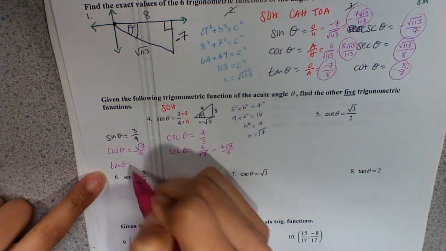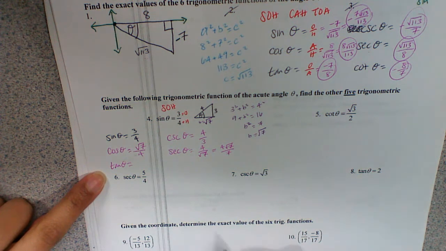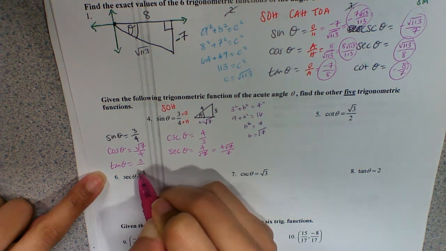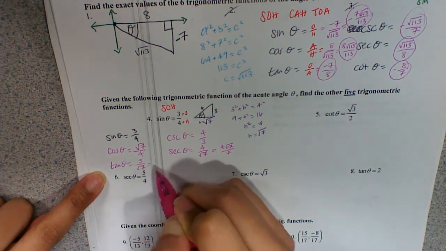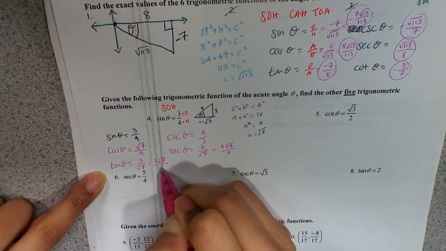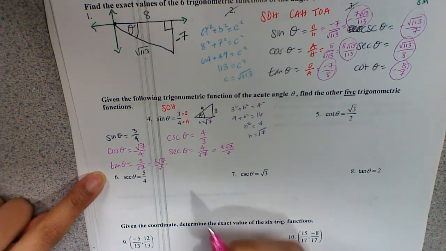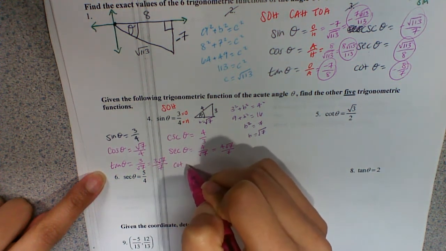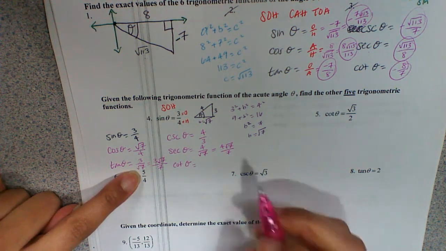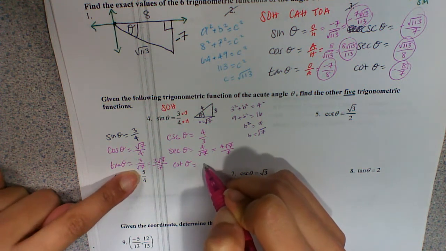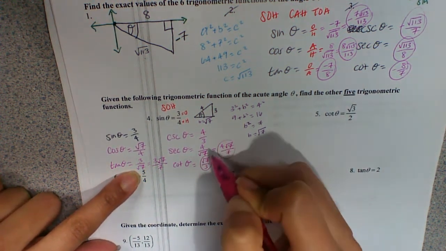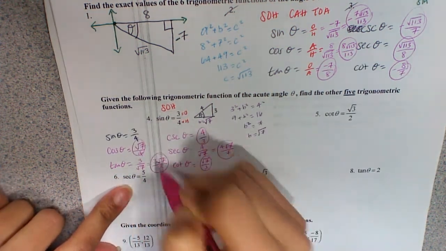Tangent of theta will be opposite over adjacent. So opposite in this case is 3. Adjacent is root 7. And we have to rationalize, so that'll give you 3 root 7 over 7. So there's your tangent. And its reciprocal cotangent will be the reciprocal. And again, I'm going to go back to the original fraction because once I flip that, it is already rationalized for me. So there are your 5 other trig values.